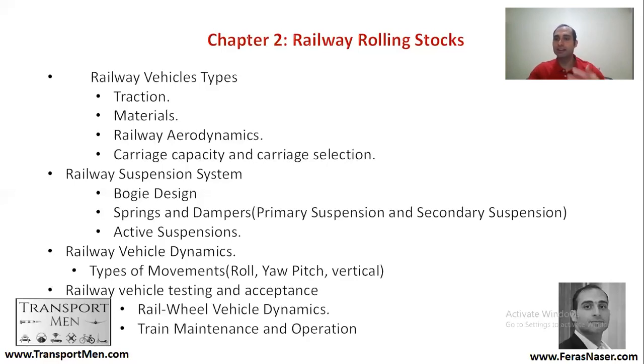So we'll talk about carriage capacity and carriage selection. How do you choose different carriages based on your train types? A metro will have a different interior than a high-speed train. This is because the journey is shorter and the people jump on and off, while on a high-speed train, maybe people would like to take a journey for 2 hours, maybe they need to use a table, they need to use the internet, and so on.